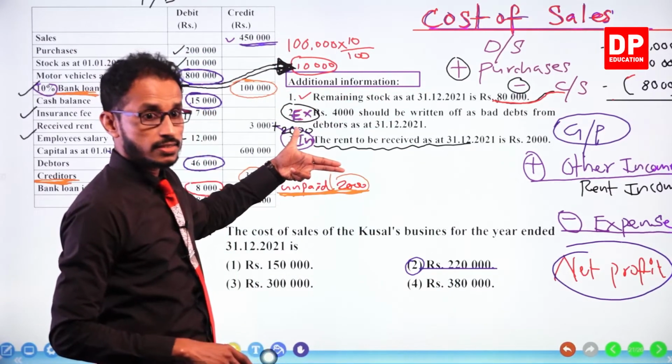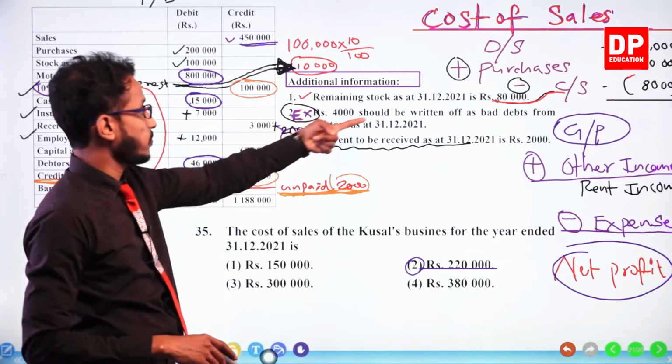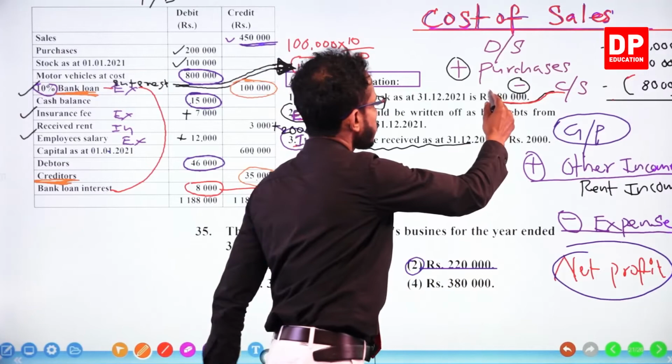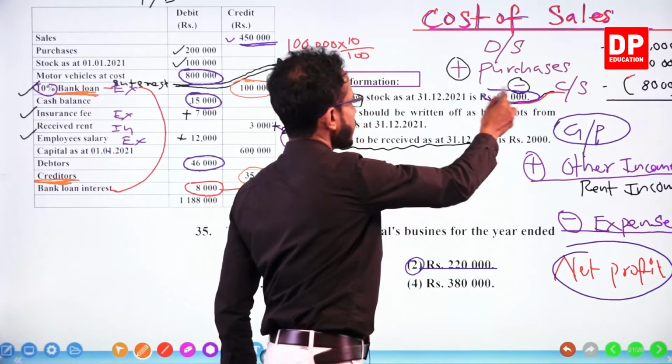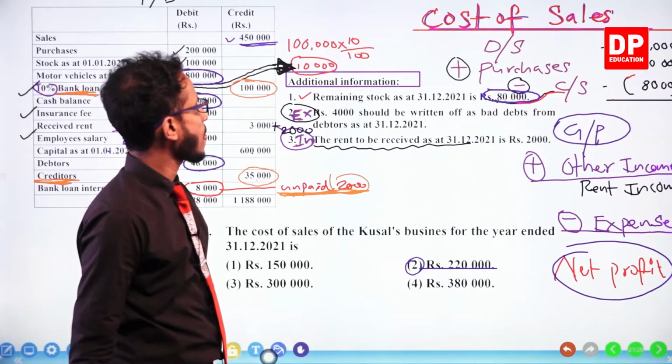Do not forget the additional stuff here. Remaining stock. This closing stock is an asset, a current asset, just like I said.